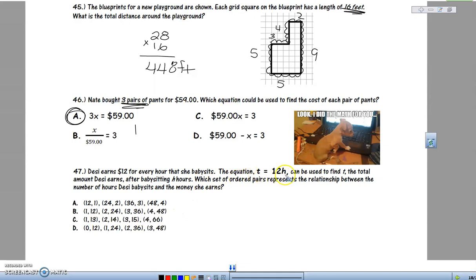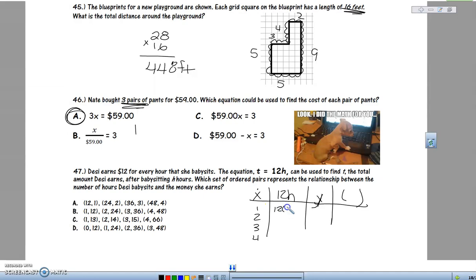Okay, 47. Desi earns $12 for every hour she babysits. The equation T equals 12H can be used to find T, the total number. So they want ordered pairs. So we're going to create a table. This is a Y, ordered pair. So we're going to put 1, 2, 3, 4.